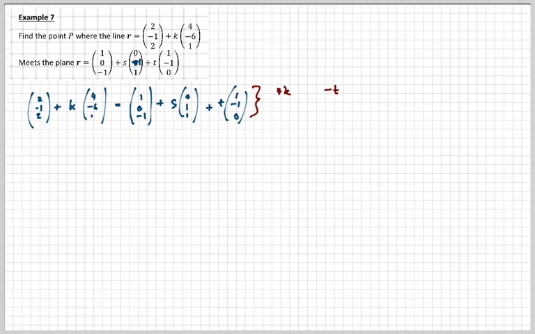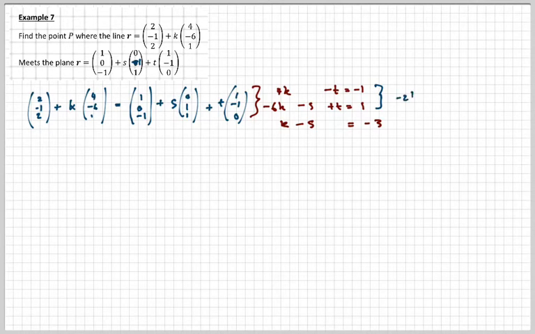So rearranging slightly, maybe pause the video now that you know how to do this, and see if you come up with the same things. That's the top row. The middle row is minus 6k minus s plus t equals 1, and the bottom row is k minus s equals negative 3. And that's just from doing a bit of rearrangement with each row of the column vectors.